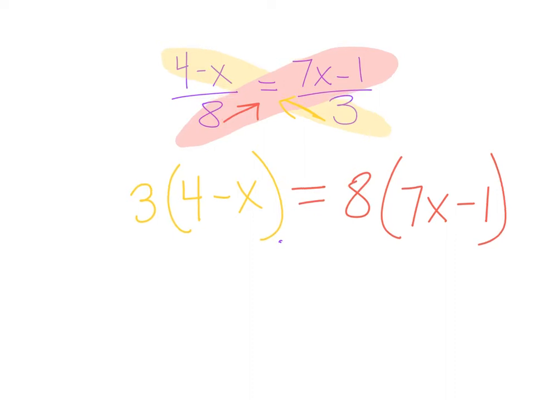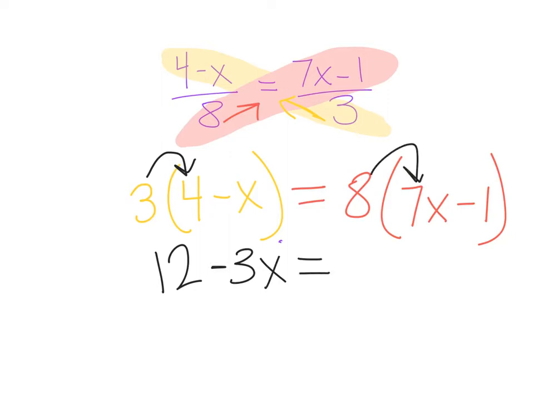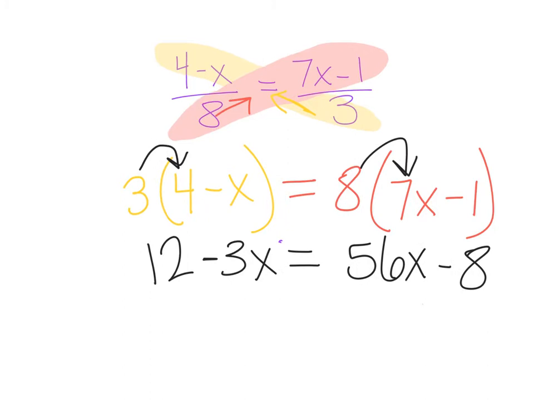At this point, we're ready for the distributive property. 3 times 4 is 12. 3 times negative x is negative 3x, equals 8 times 7 is 56, but 7x, so it's 56x. And the 8 times negative 1 is negative 8. I'm going to move this equation, 12 minus 3x equals 56x minus 8, onto the new page for the next step.